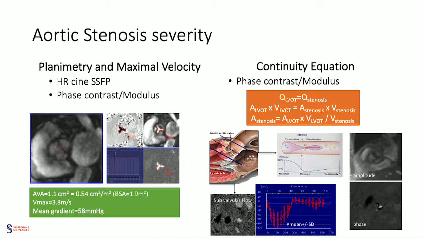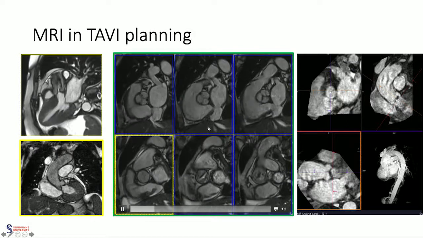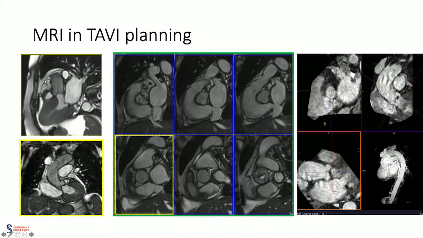Two approaches: planimetry and maximal velocity with high-resolution cine SSFP or phase contrast modulus. And also the continuity equation can be used in order to assess the severity of the valve. This was an example of a TAVI planning in one of these patients with aortic stenosis.